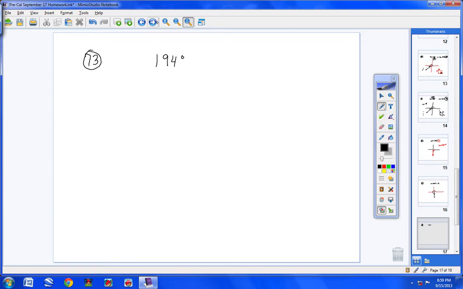Moving on to number 73, 194. Now we're in the last section of the homework, and it says find the signs of the trig function values for the given angle. So all we're doing is finding the signs, okay? So let's take a look at this. 194 degrees. Let's see what quadrant that would put me in. Here's 90, here's 180, and then 14 more degrees. So I know I'm in quadrant 3. Everybody see that? So I know 194 degrees stops right here.